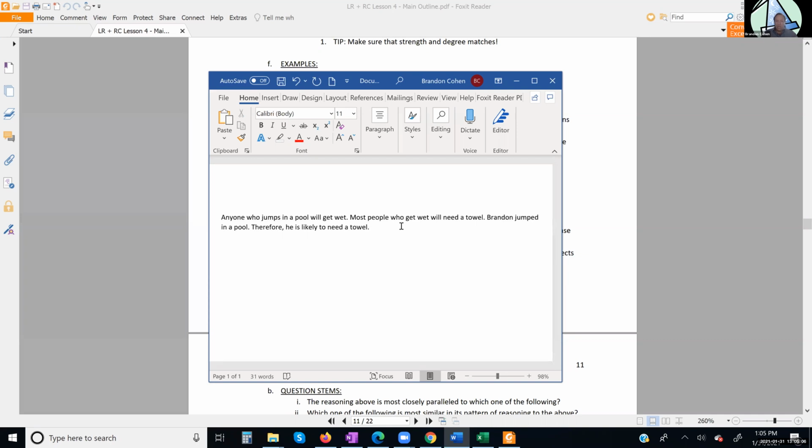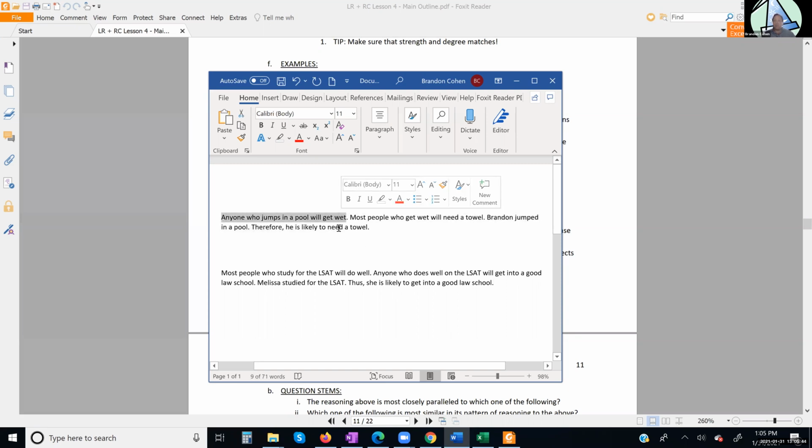So if you have an answer choice that says most people who study for the LSAT will do well, and anyone who does well on the LSAT will get into a good law school, Melissa studied for the LSAT, thus she is likely to get into a good law school. This would not be a parallel, and it does have to do with the strength issue. In the initial stimulus, the first sentence is your transition. Now, remember, it's not about chronological order. It's about the A to B, B to C, that transition idea. Since this is like our A to B, and then it's like most B's are C's, and this one would be most A's are B, and if B then C, this makes it different logic.